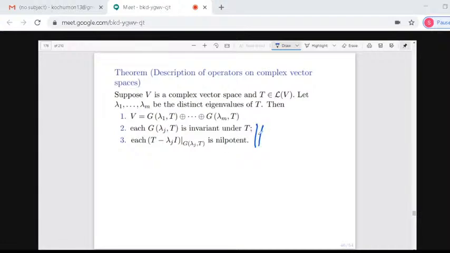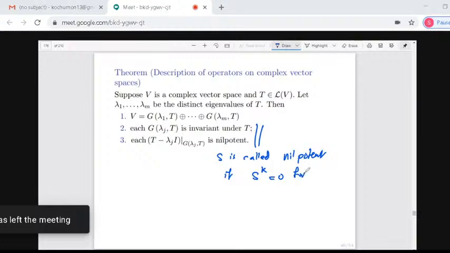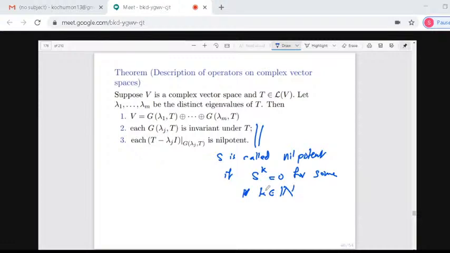Why nilpotent? I did not define it here. S is called nilpotent if S to the power k is equal to 0 for some k, an element of N. This is the definition of nilpotent. So T minus lambda j restricted to G lambda j is a nilpotent operator.